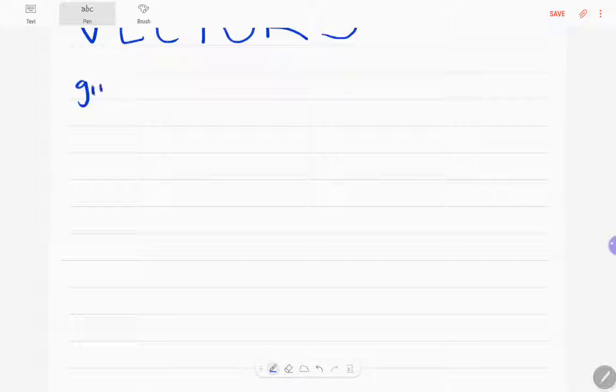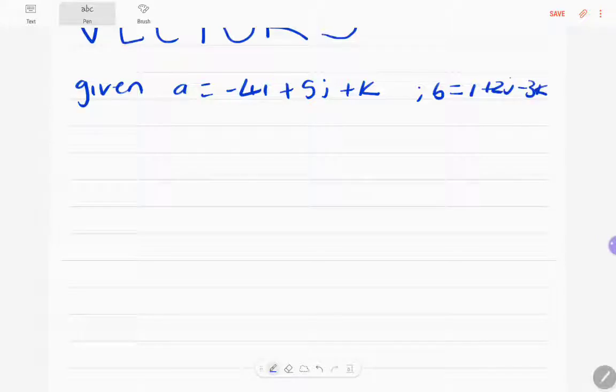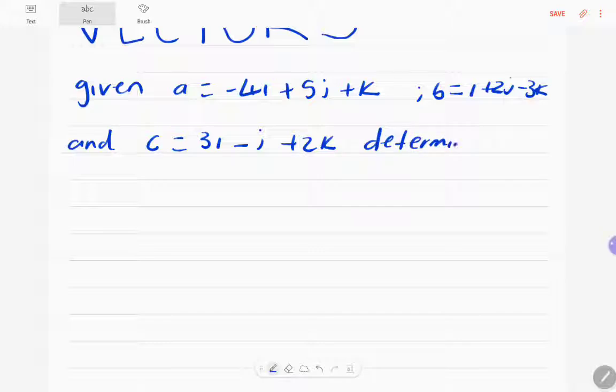Okay, given A is equal to minus 4i plus 5j plus k, and B is i plus 2j minus 3k, and C is equal to 3i minus j plus 2k. Determine. First of all, remember it won't always be xyz. It might be ijk. Do not cram.